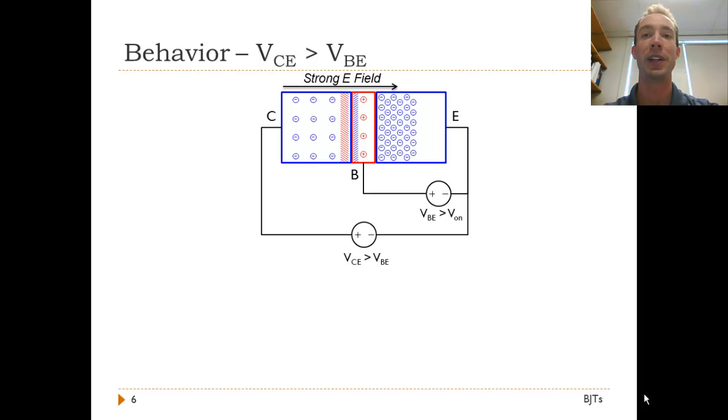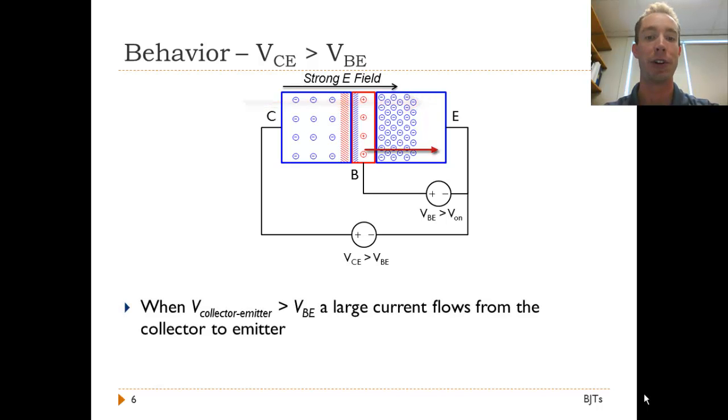Due to the relatively low doping of the base compared to the emitter, the current flowing from the collector to the emitter is much larger than the current flowing from the base to the emitter.